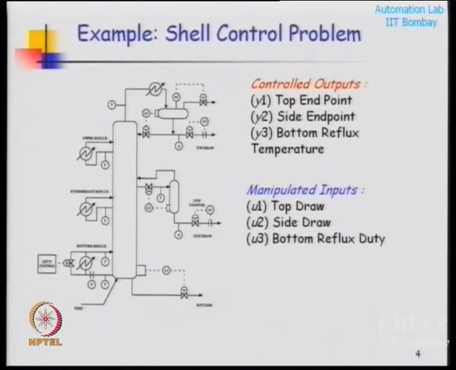I have three manipulated variables. I have the top draw, the amount of liquid that I draw from here. Then there is a side draw, where I can draw some liquid from the side, and I can input heat here. This is called the bottom reflux duty. So there is a boiler here. You put in some heat, say through steam, so I can heat this system.